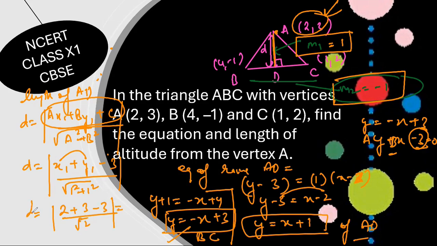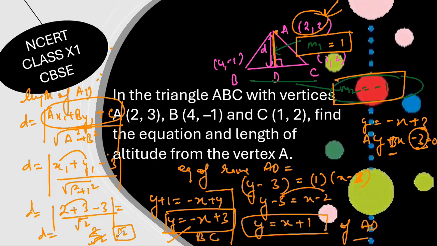So now what is the value of AD? Distance is equal to, this is 5, 5 minus 3 is 2. So it's 2 by root 2, positive because there is a modulus which gives a positive value, and that gives root 2 only. Okay, so the distance of line AD is root 2.